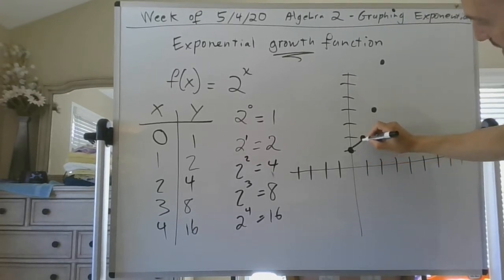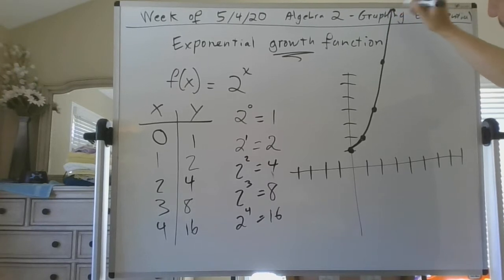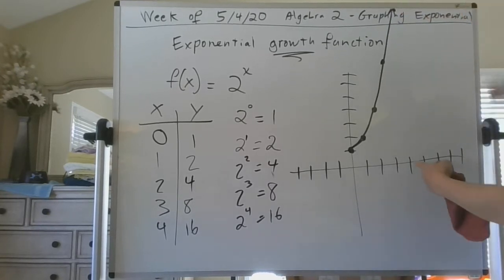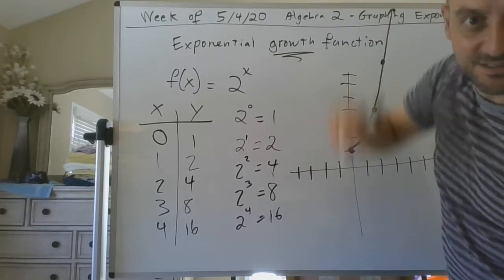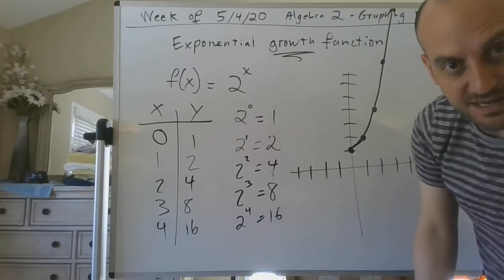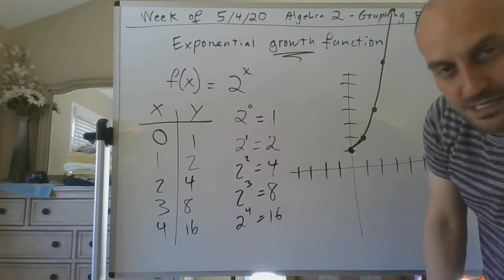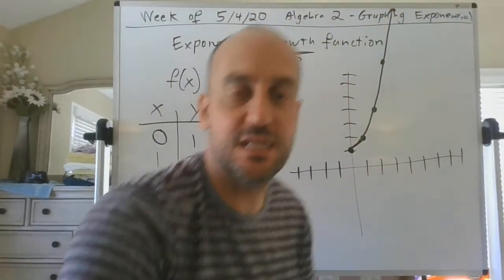So if you notice what's happening, it starts going up, and then it starts going up at a faster rate, and then it skyrockets up. And for 5, it's going to be 32, which is going to go pretty high. And if I plug in 6, it's going to go to the ceiling of my room over here. So it'll go up really, really fast.